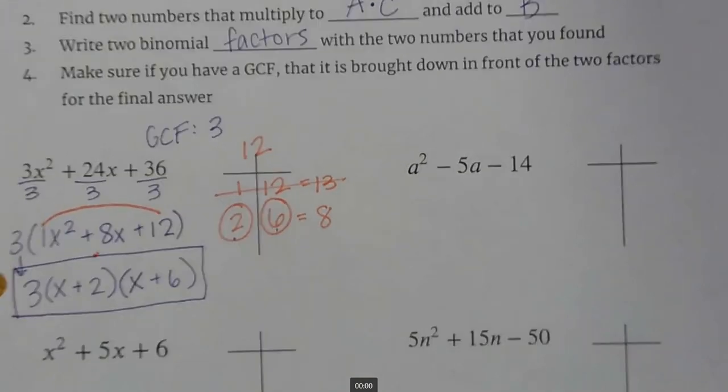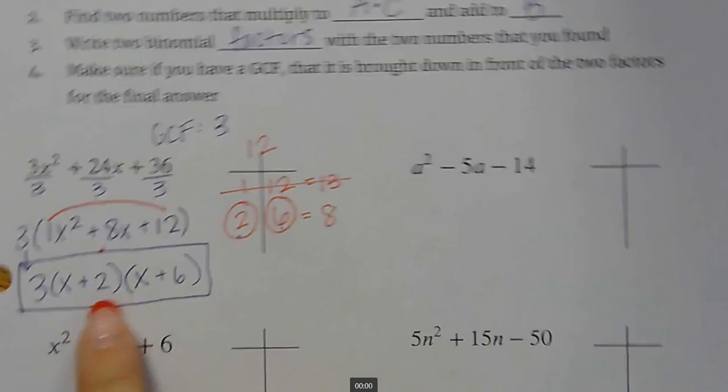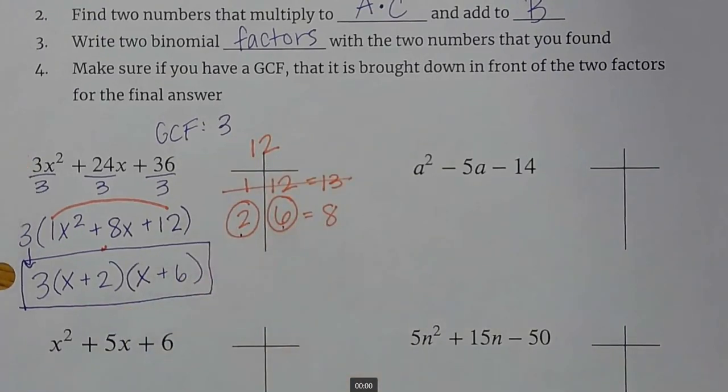So it's as simple as that. I got two factors and then that GCF in the front. And that's my answer. If I were to multiply all this back out and simplify, I would get back to the original. Okay? You think of it as like a little puzzle. Once you find those two numbers, you're golden. You find your answer. Okay? You ready for the next one?